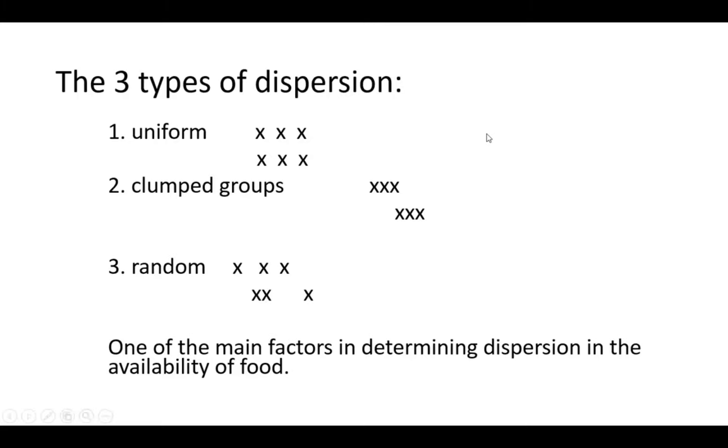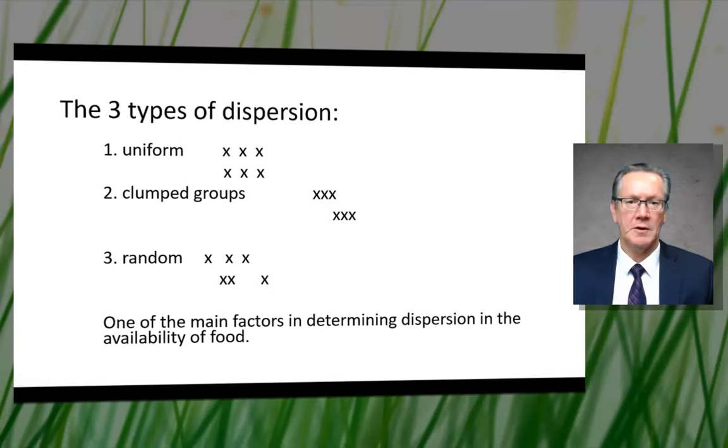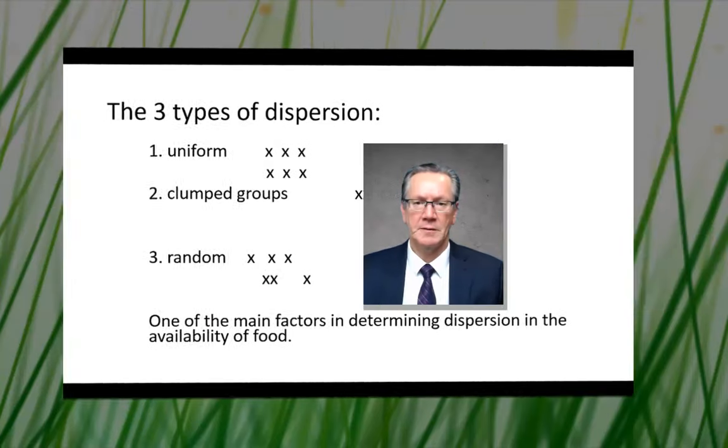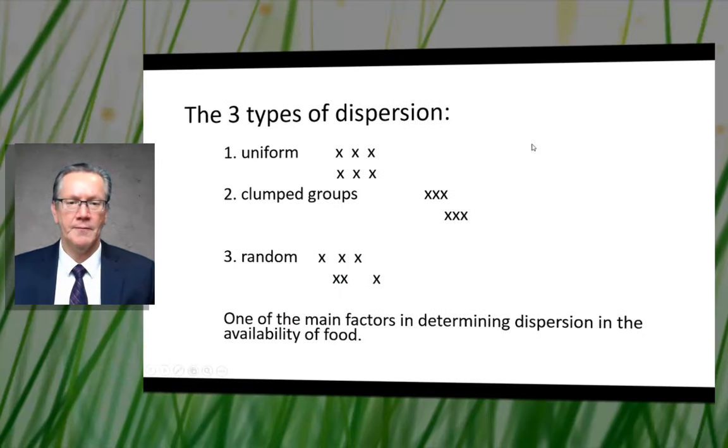The 3 types of dispersion. Uniform, notice the uniform distance between each organism. Clumped groups, the individuals are clumped in groups. Random, the organization is random. One of the main factors in determining dispersion is the availability of food.